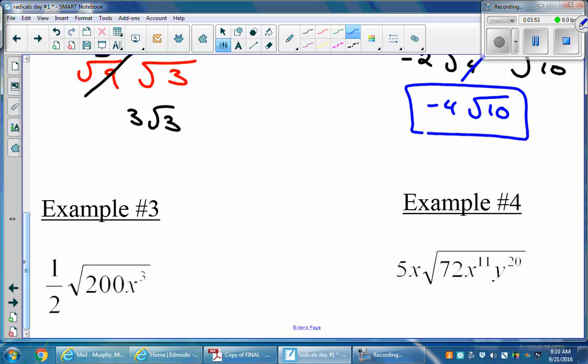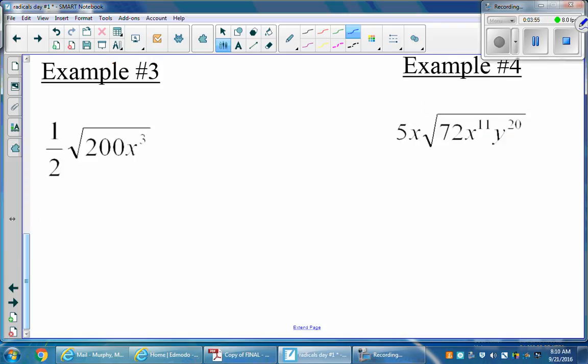Now, my next example, we now have a variable in there and a coefficient, so I'm going to do the same thing. I'm going to take 1/2, write it down, I'm going to make 2 empty square root symbols. Then I'm going to look at my radicand, starting with the 200. I'm going to ask myself the same question. What's the largest perfect square that goes into 200? That's going to be 100, and it's multiplied by 2.